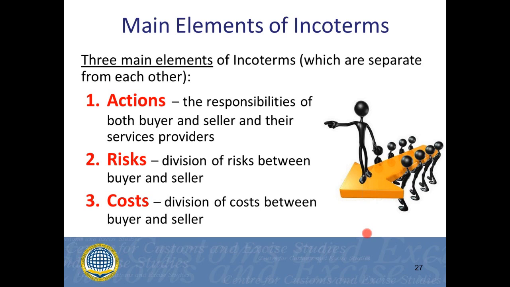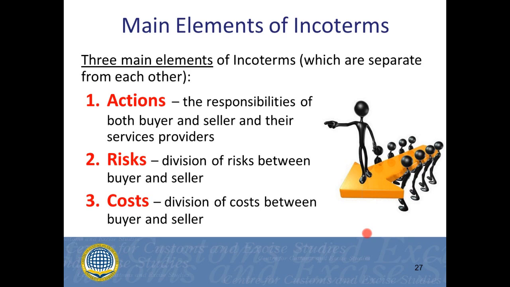I will provide an overview of Incoterms 2010 in the following slides, but before we do that, I would like to briefly discuss the three main elements in Incoterms, which are separate from each other, although they may be interrelated. Essentially, Incoterms deal with three elements: actions, risks, and costs. Actions refer to responsibilities of the buyer and seller and their service providers in terms of, for example, whose obligation it is to arrange transport, or whose obligation it is to arrange insurance contract. Depending on the Incoterms we use, it can be buyer's responsibility or the seller's responsibility.